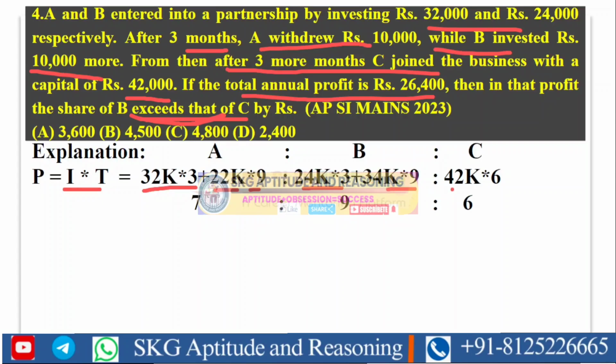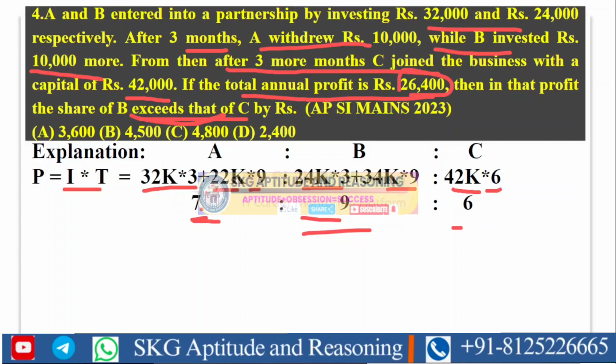And 3 more months later, which means 6 months from the start of the business, C joined with a capital of 42,000 and invested this amount for the remaining 6 months. If we simplify this equation, we get the ratio as 7 is to 9 is to 6. We eliminate the common multiples, and simplifying, we get the ratio 7 is to 9 is to 6. In the question, the total annual profit is 26,400.